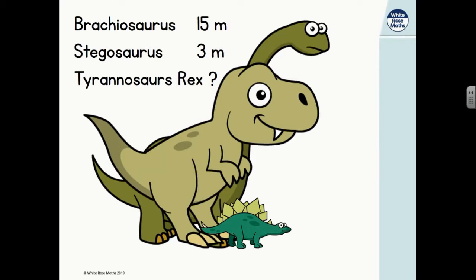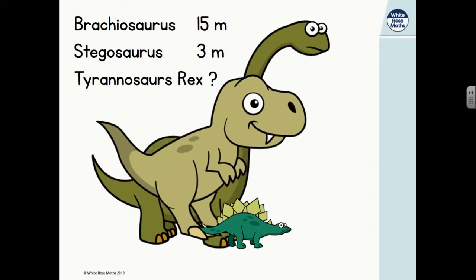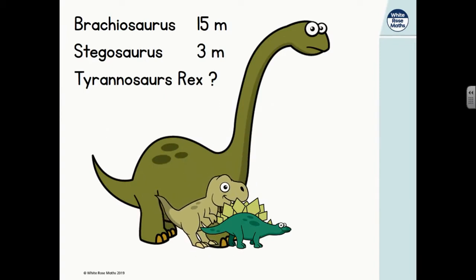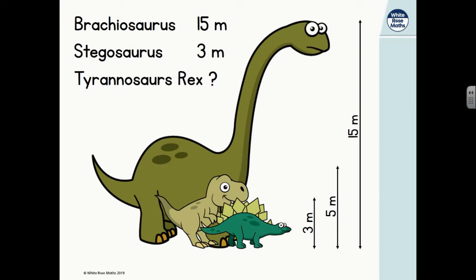Well, actually, the Tyrannosaurus Rex was about 5 meters tall. And if we look at our strips, we can see there's one that's 3 meters, and here's one that's 15 meters. And then our Tyrannosaurus Rex is going to go in the middle, more than 3 meters, but less than 15 meters. And actually, our Tyrannosaurus Rex is 5 metres. It's a really nice way to look at it. Why not get some of your dinosaurs or other animals out and see how tall or small they are?